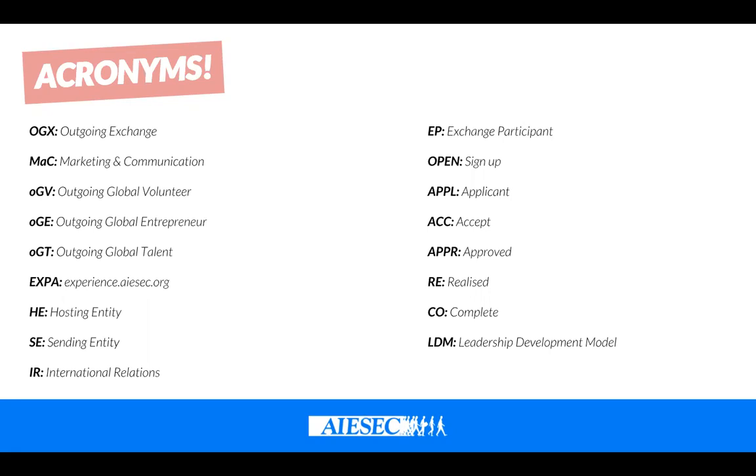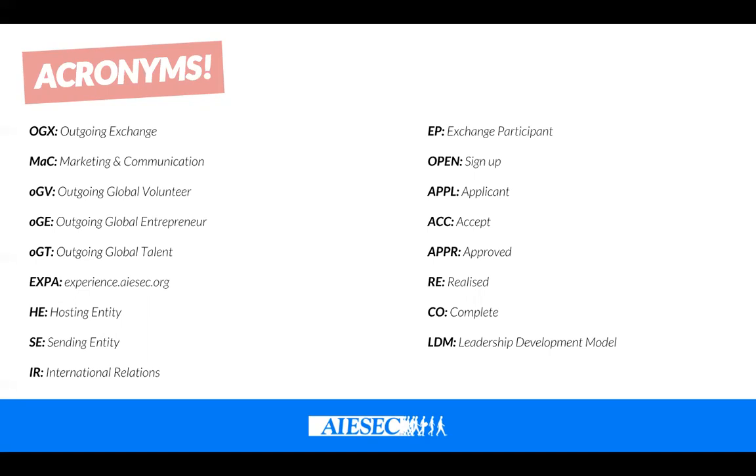There's EPs. The EPs are the exchange participants. These are the people, the customers of Ogx and of ISEC, who actually go on a volunteer or internship experience. And then we go into the more technical stuff, like the opens, the people who sign up to EXPA, the applicants, the people who signed up and have applied to projects overseas. And then there's accepted. These people are the ones who've applied to a project and have been accepted by the hosting entity, and then approved.